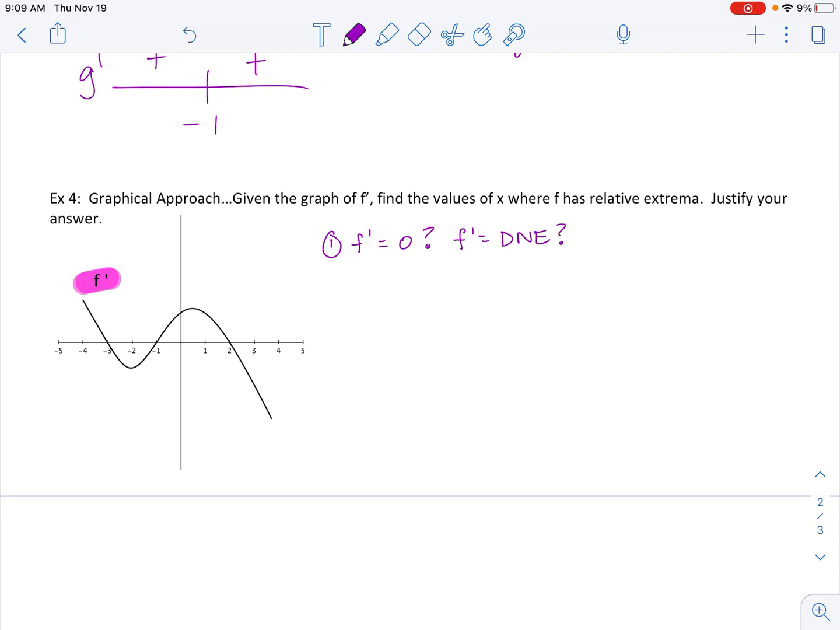It's weird to say equals does not exist, right? Well, f prime is equal to 0 here, here, and here, right? So my critical numbers are -3, -1, and 2. Remember, I'm looking at the derivative, so it's just the places where it crosses the x-axis. Okay, now if I'm to make a sign chart, -3, -1, and 2, wherever it's above the x-axis is positive, and whenever it's below the x-axis, it's negative.